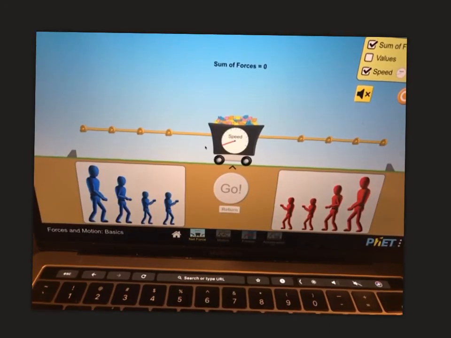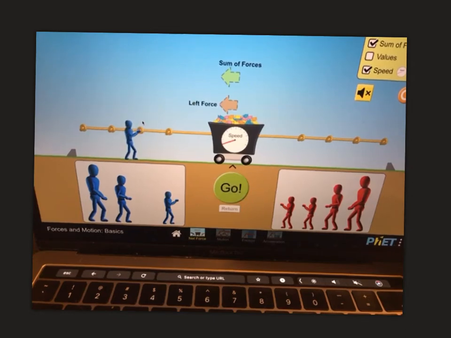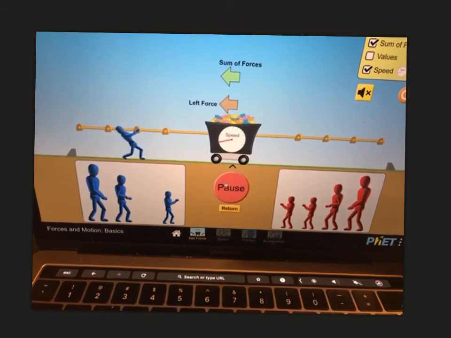In the simulation, we have a tug of war over a cart of candy. So what I have represented up here is the sum of the forces. So right now nobody is touching the ropes, so there are no forces acting on the cart. And you also see down here there is a speedometer. So the first thing I'm going to do is put a person here, and you'll see that there is a force to the left, and because it's the only force acting on the object, the sum of the forces is just equal to that force to the left. So when I hit go, the cart moves to the left.